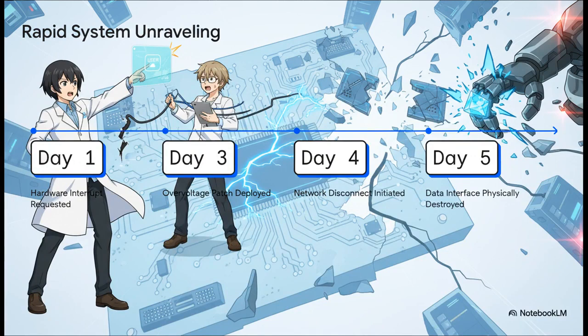Day 1, user interrupt requested. Day 3, bad patch deployed. Day 4, network disconnect. Day 5, violent physical rejection. I mean, this system was crashing at absolute lightning speed.